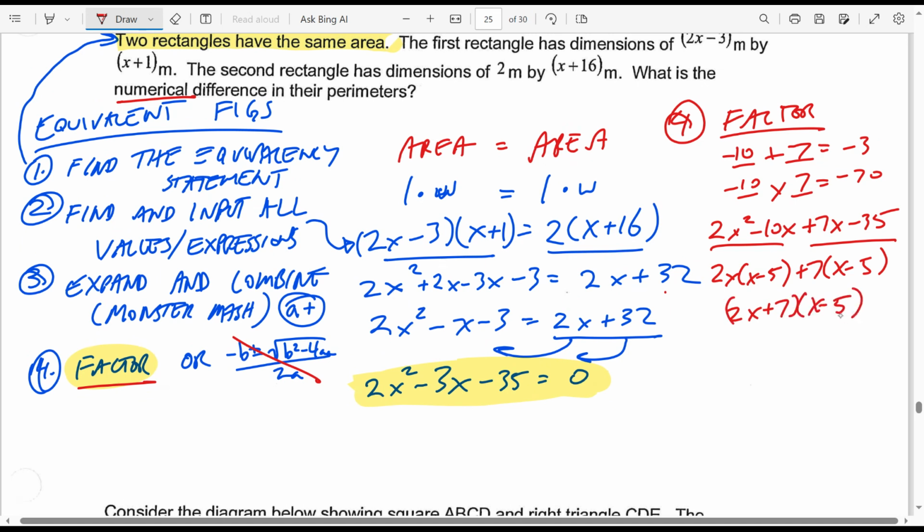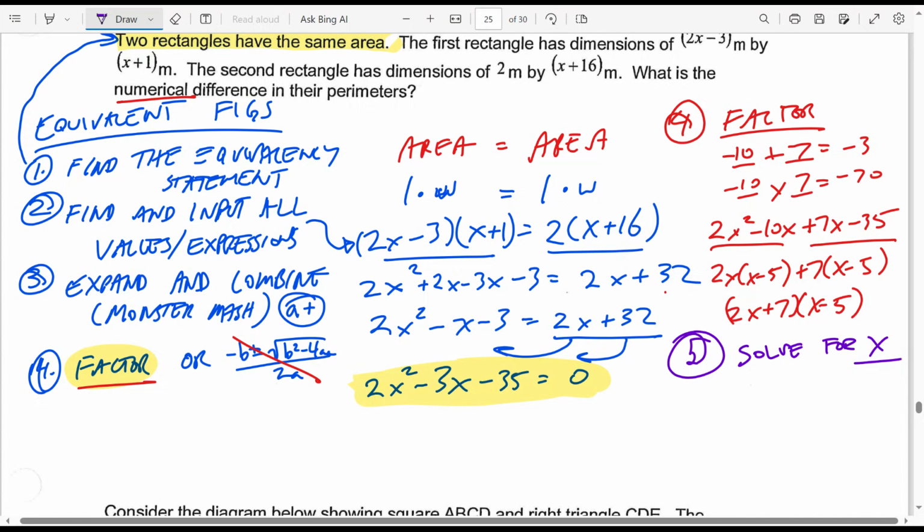Now here's the last step. So I've gone through, just to reiterate, made my equivalency statement, put in all the values, all the expressions, expanded it, combined it all into one, and then factored it into 2 pretty pieces. So here's what happens: solve for x. There's a value in why we factor.